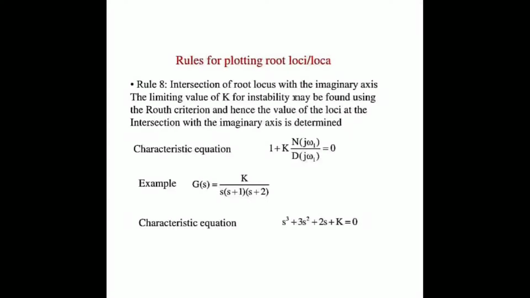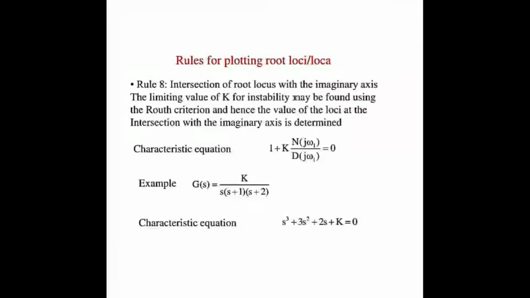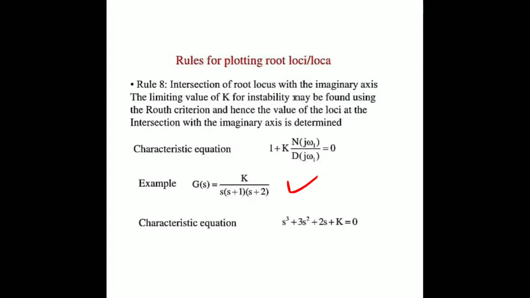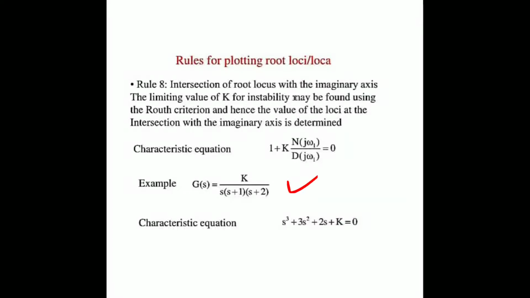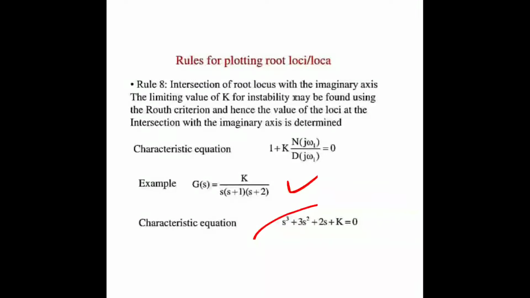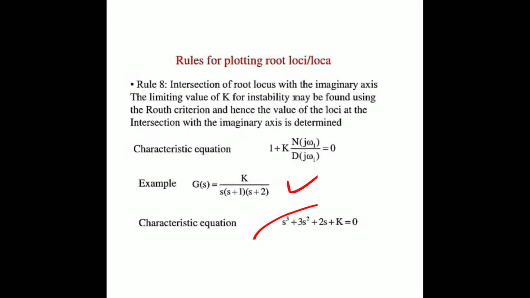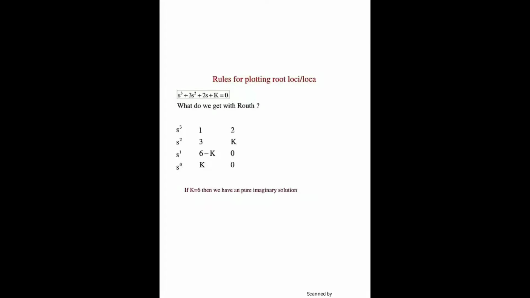Okay, for that purpose we require a characteristic equation. So we are analyzing the same open loop transfer function example, k upon s into s plus 1 into s plus 2. The characteristic equation for the same we need to find out first of all, that is s cube plus 3s square plus 2s plus k equal to 0. Using this equation we have to draw the Routh array first of all.